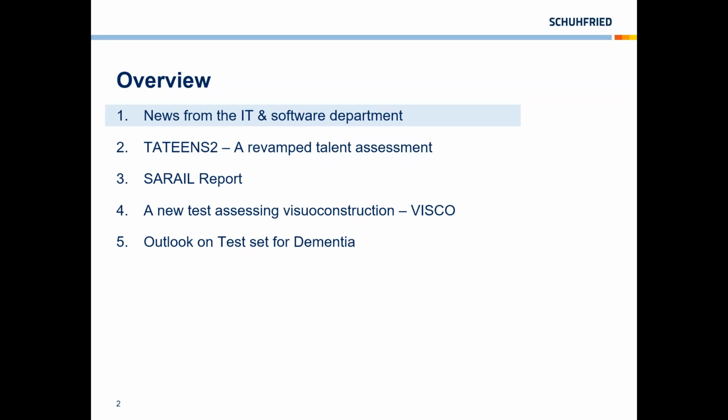We also have a new test available, which has a brand new concept behind it, something we've not had before from the content side. Visual construction is a new dimension, a new ability we're offering for assessment, and there are also some things about this test that have not been there before, like touch screen availability. And last but not least, I'd like to give you an outlook on what we're currently working on. Probably the biggest thing at the moment is the test set dementia, and I'd just like to give you a bit of information on what's to come on that side.